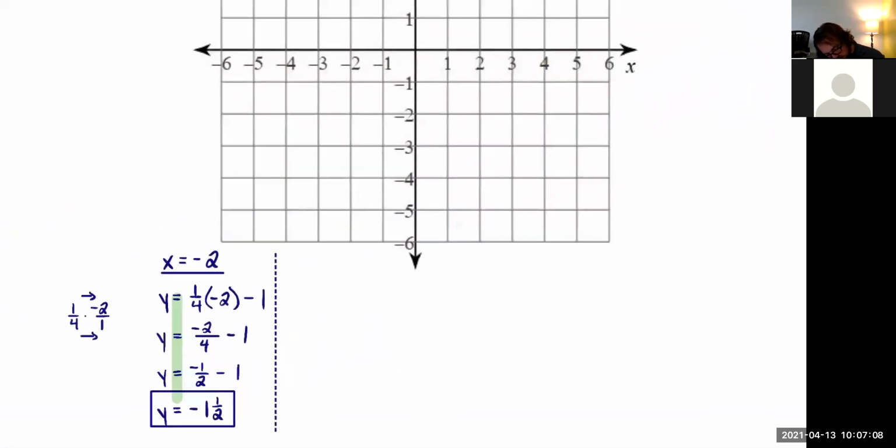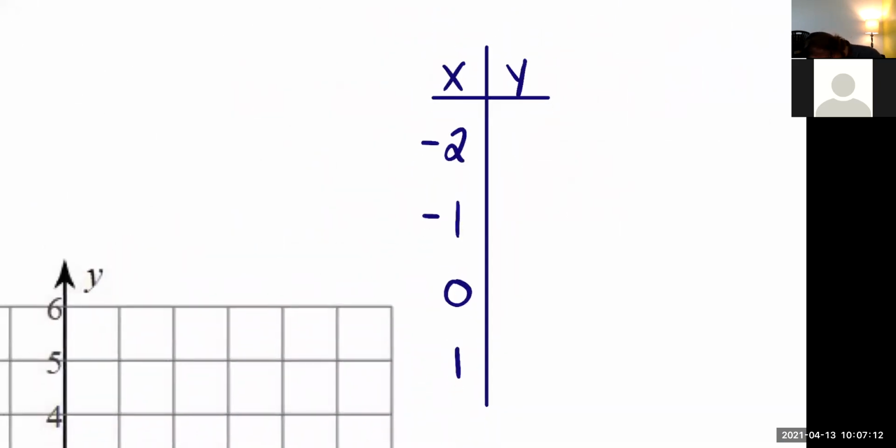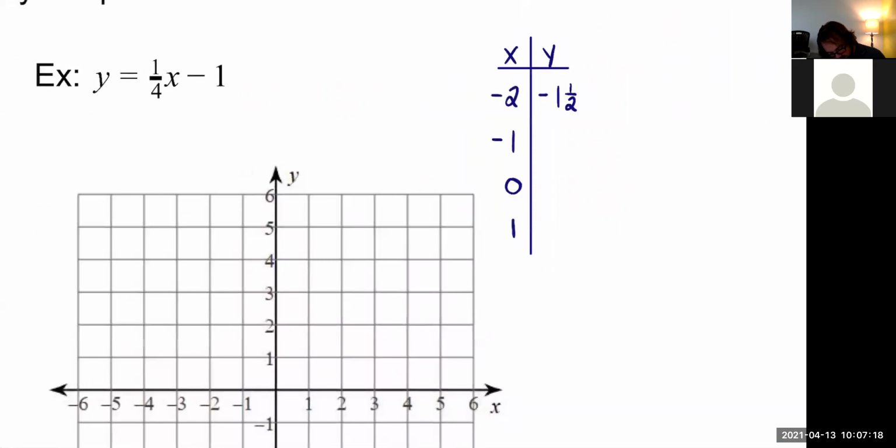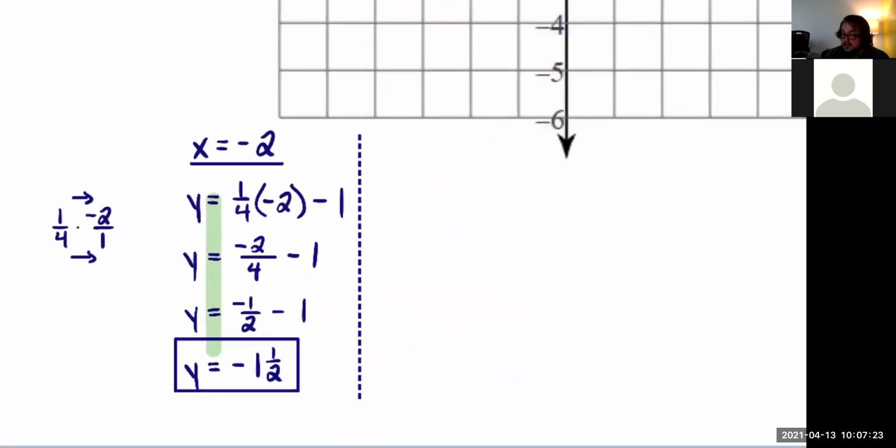So up here in my table, just so I don't forget about it, next to the -2, I'm going to write -1 and 1/2. Some of you are thinking, but Josh, how am I going to count 1/2? We'll get to that in just a minute. Because next up, I'm going to plug in a -1.